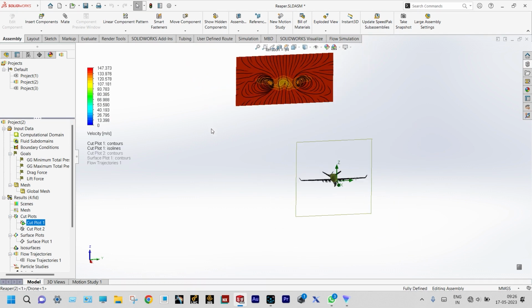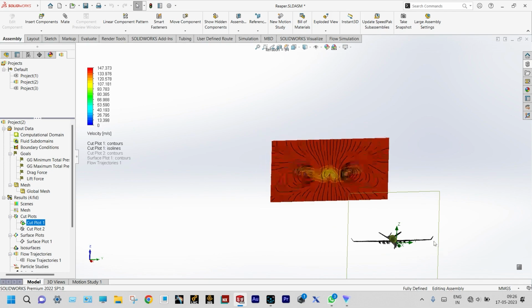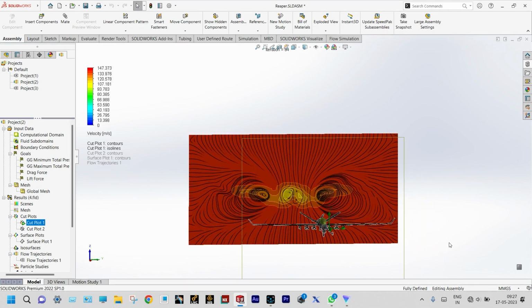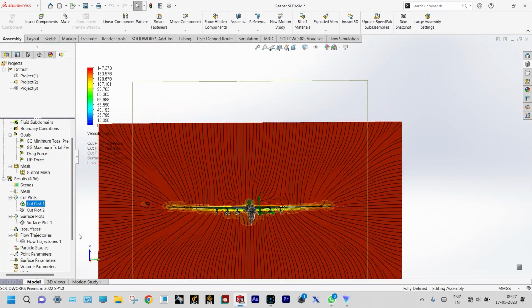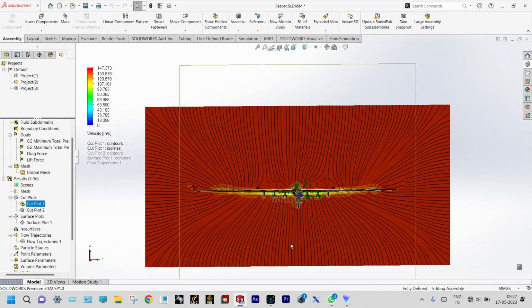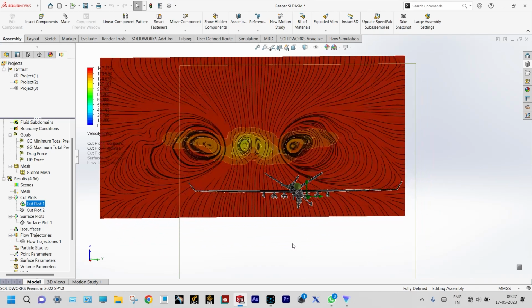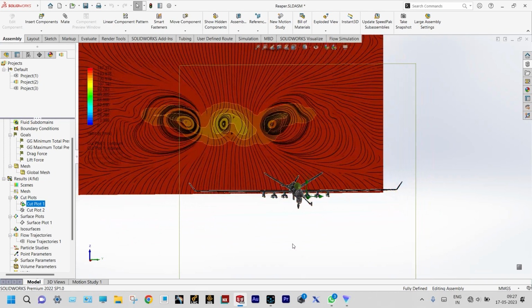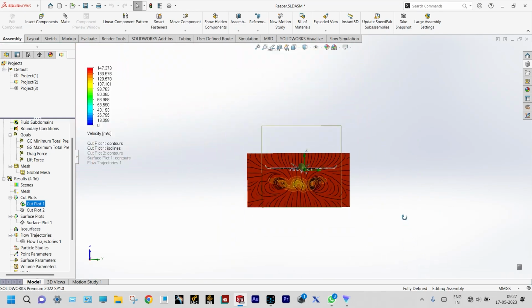You see some vortex motion is created at different places. This is the front end, and that is the back end actually. So the velocity profile, you can see at 4 different places vortex motions are created.